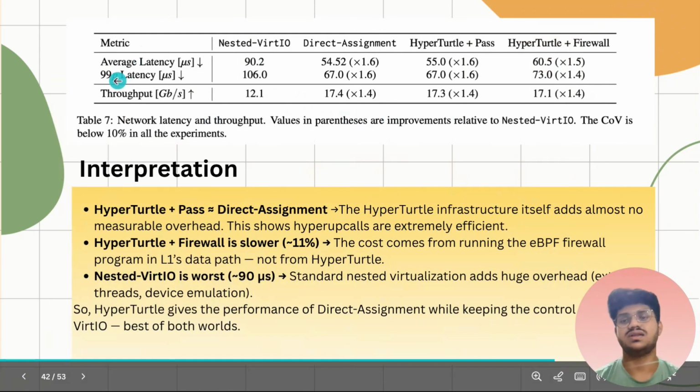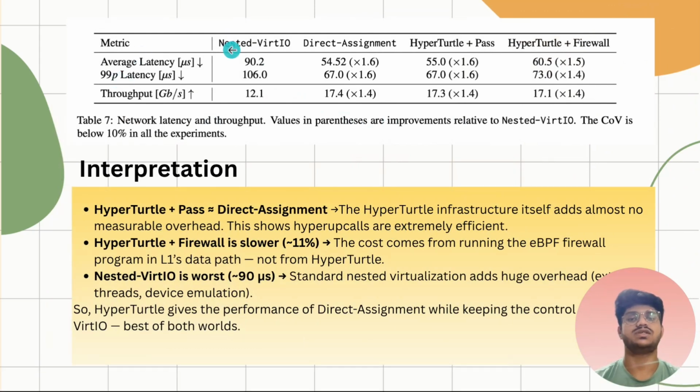Here you can see that the average latency for nested virtualization went from 90 microseconds to 55 microseconds, which is an improvement of 1.6 times. For throughput, for a normal nested virtual machine, it has increased from 12.1 Gbps to 17.3 Gbps, a 1.4 times improvement. When we add the firewall to HyperTurtle, it is a bit slower than normal HyperTurtle, but still comparable. The difference is negligible.